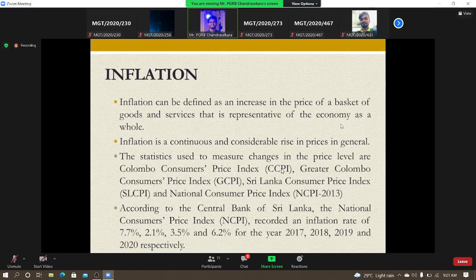So we can identify different types of inflation rates that are calculated. Based on different objectives, we calculate different types of indexes on inflation. CCPI, or Colombo Consumer Price Index, and NCPI, National Consumer Price Index, are the two most important or most concerned types. National Consumer Price Index talks about the entire country.